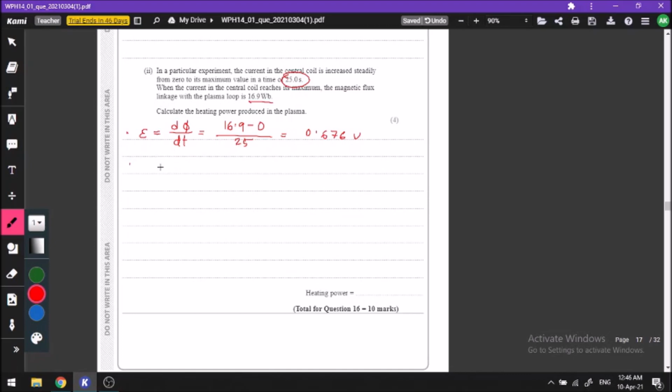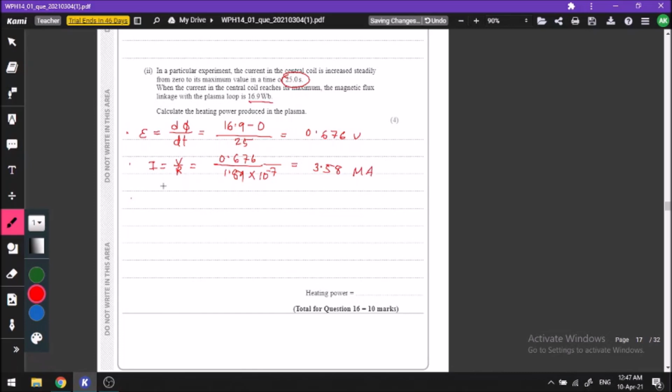Then you can use the formula I is equal to V by R in order to calculate the current that is produced in the plasma. So the voltage, do we know the voltage? Yes, we have just calculated the voltage. So 0.676 divided by the resistance. We have also calculated the resistance in our previous part of the question. So just bring the resistance from the other part, and that should give you a current of 3.58 mega amperes. Okay, so that's a lot of current.